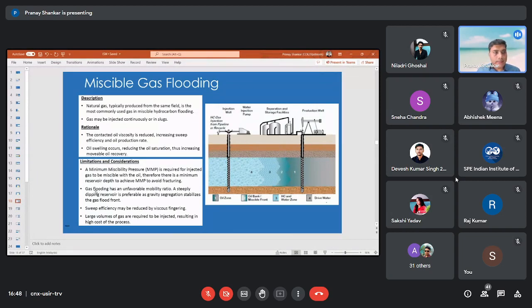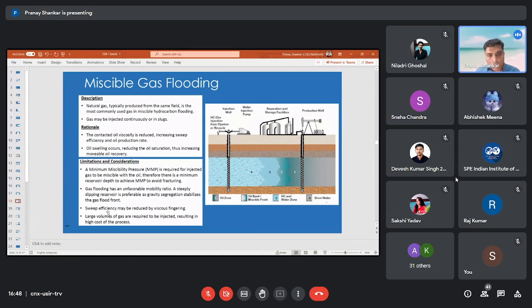And again, as I told you, mobility ratio, I explained in the previous slide. In this case, because gas has a very low viscosity as compared to oil, the mobility ratio is more than one. And hence, you will have gas fingering through the reservoir. That will affect your sweep efficiency. So these are some of the limitations of gas EOR.